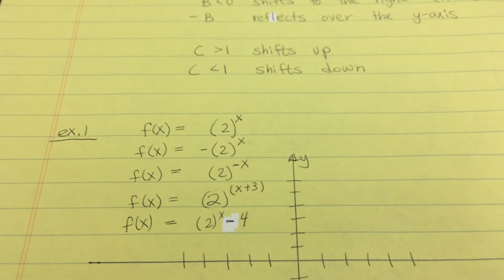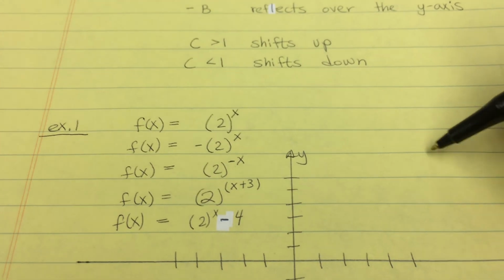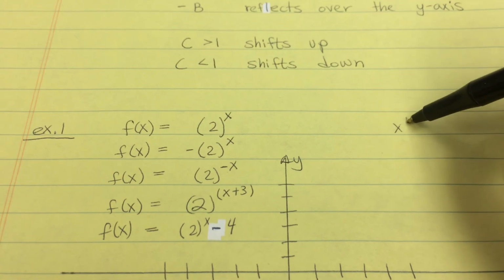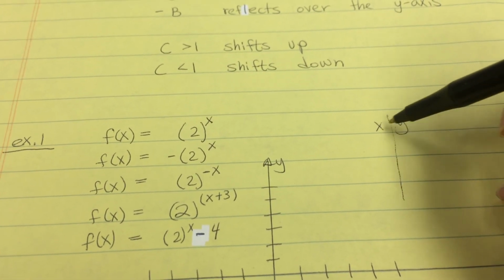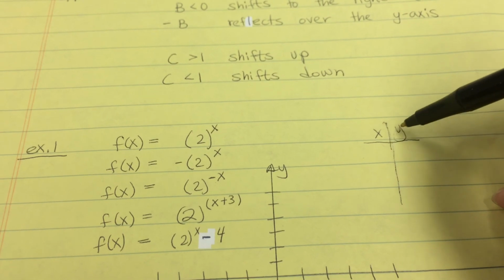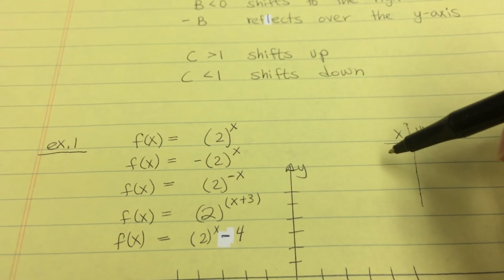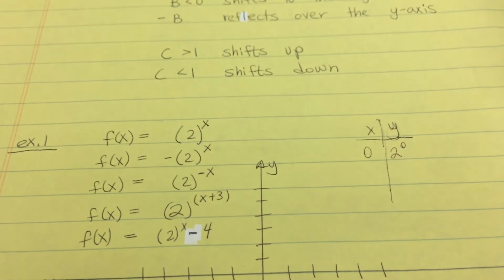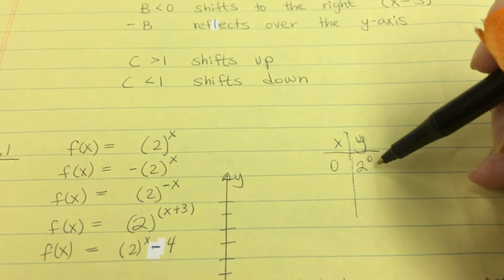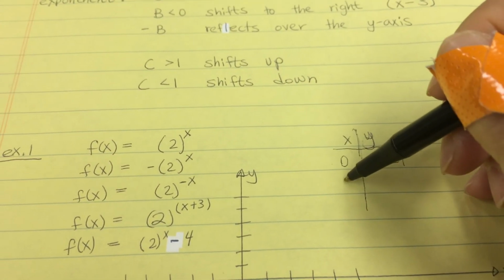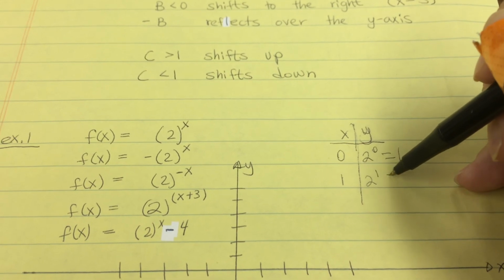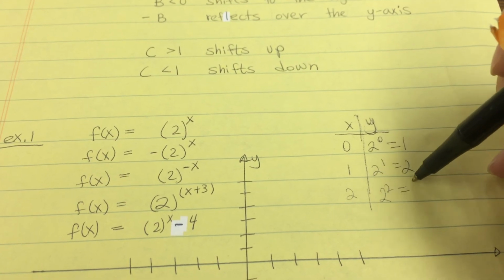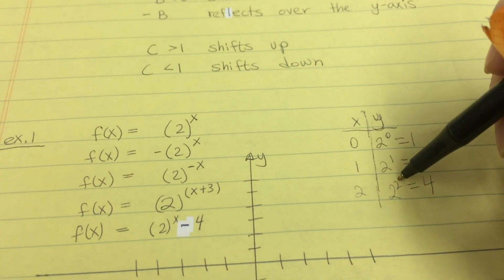Now, if you don't know what that graph looks like, then you're going to go ahead and create X and Y tables. We should be comfortable with X and Y tables because we've done plenty on rational equations. So you have X's and Y's. If I substitute in X of 0, then you're going to go 2 to the 0 power. Anything to the 0 power is equal to 1, right? Then we have 1. 2 to the 1 power is equal to 2. And then 2 to the second power is equal to 4, right? Because that's 2 times 2.